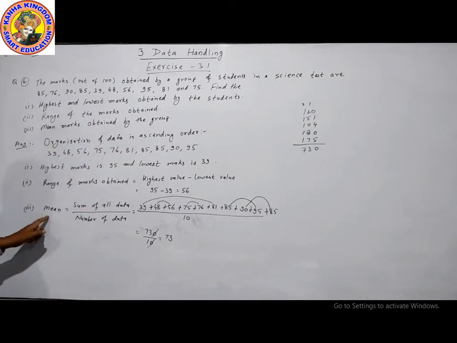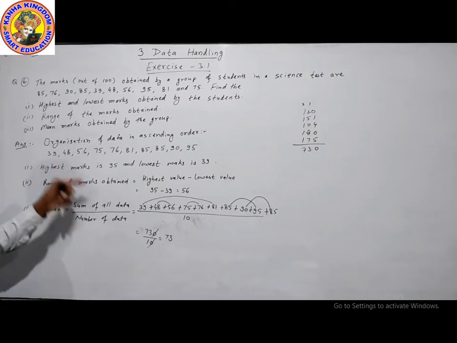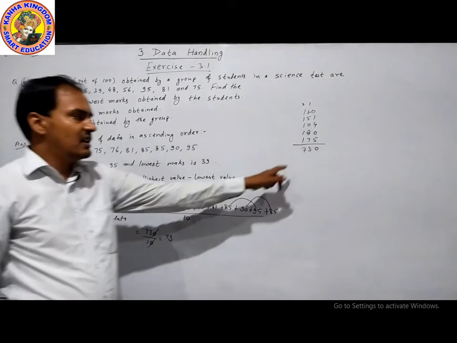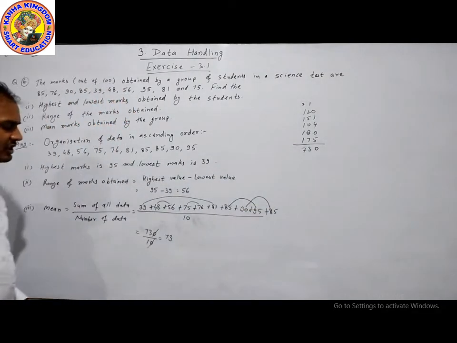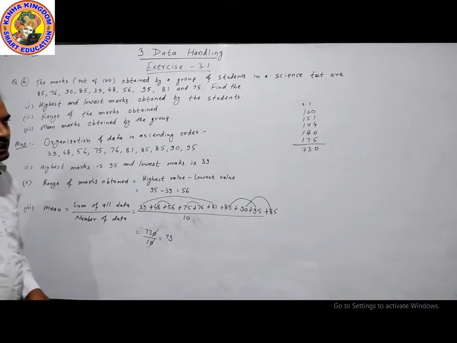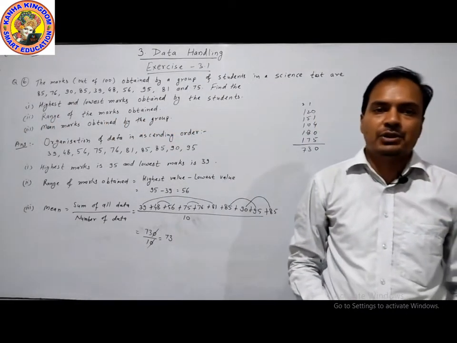Question number 3, mean marks obtained by the group. The formula of mean is sum of all data divided by number of data. Number of data are 10, sum of all data is 730. 730 divided by 10, answer is 73. You can take a screenshot of this. We will move to our next question.